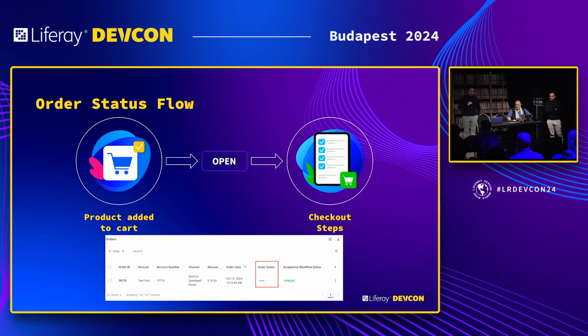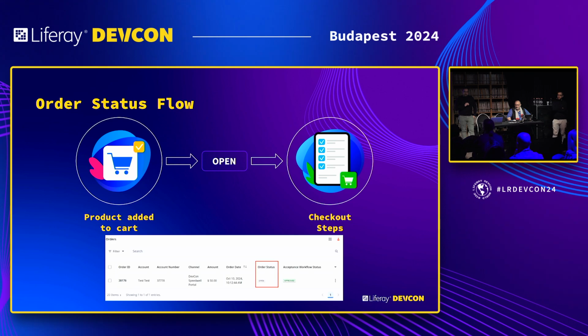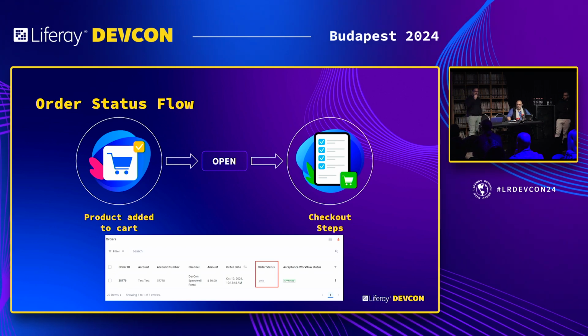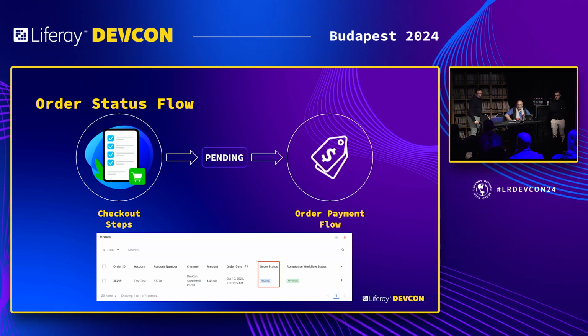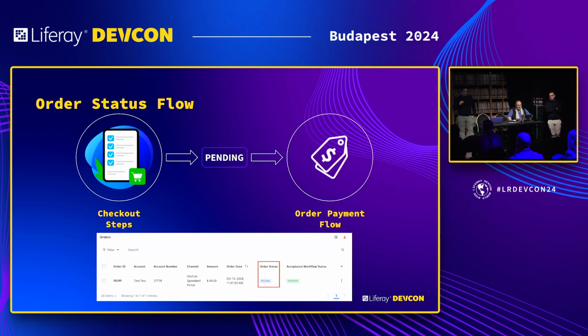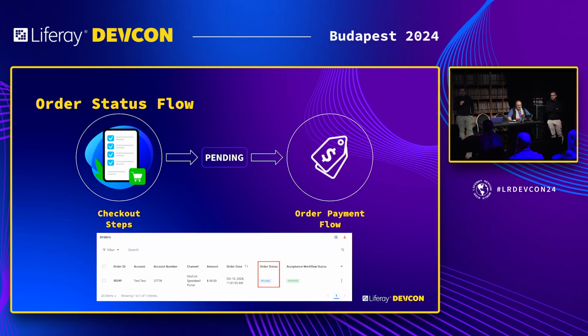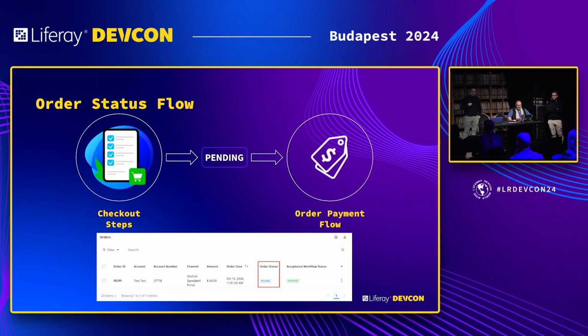So the first status of an order is the open one. When a product is added to the cart, the order gets this open status. So we create our order and it gets the open status. During the checkout steps, the order remains in the open status until the order payment flow has been finished. And during this flow, the order changes to the pending status.